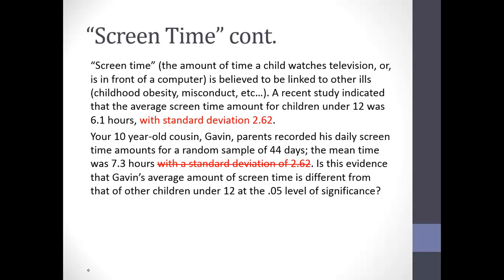Okay, well let's get back to our example here, formalizing all the information that we've had so far. We did a recent study which indicated that the average screen time for children under 12 was 6.1 hours. And again, we're concerned about our cousin Gavin, so we have his parents take a random sample of 44 days and find that the mean was 7.3 hours. In your notes, it then says with a standard deviation of 2.62. That was a typo, and we wanted to say that 2.62 is actually the standard deviation from the recent study, so that's from my population. That's my population standard deviation. So just make that note that this is actually going to be sigma for this example. Sorry about the typo there.